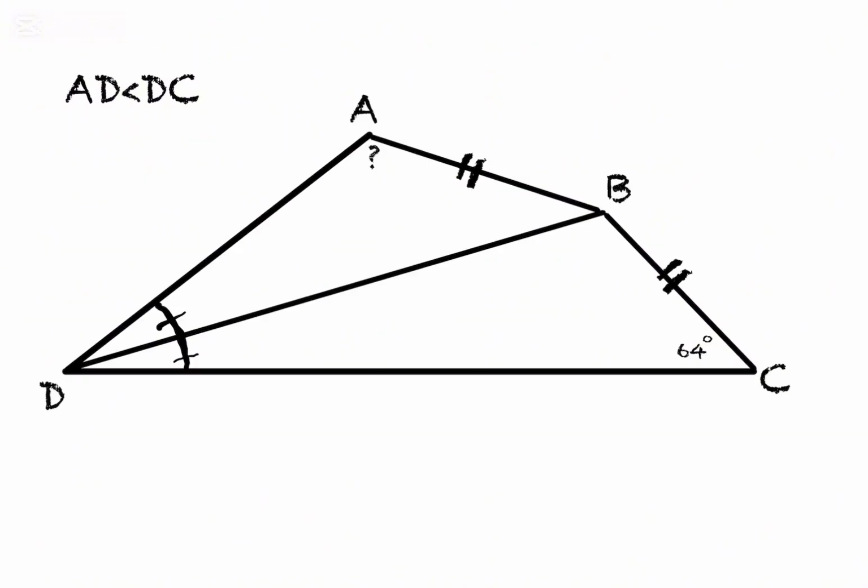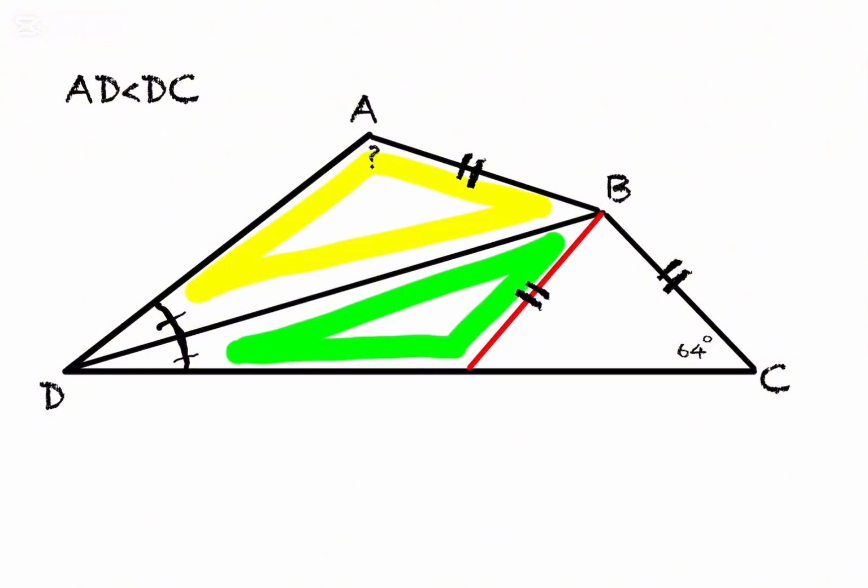First, let's focus on the condition length of AD is less than length of DC. Why is this important? It means that point D is closer to point A than to point C. This allows us to form two congruent triangles by using the side-side-side congruence criterion. This is because angle ADB equals angle BDC as given in the problem.